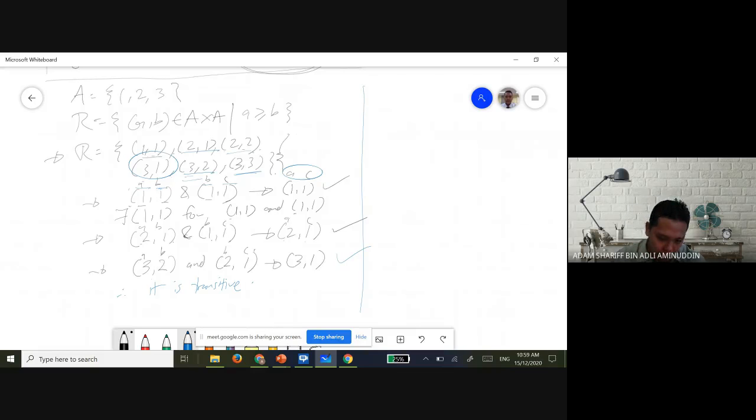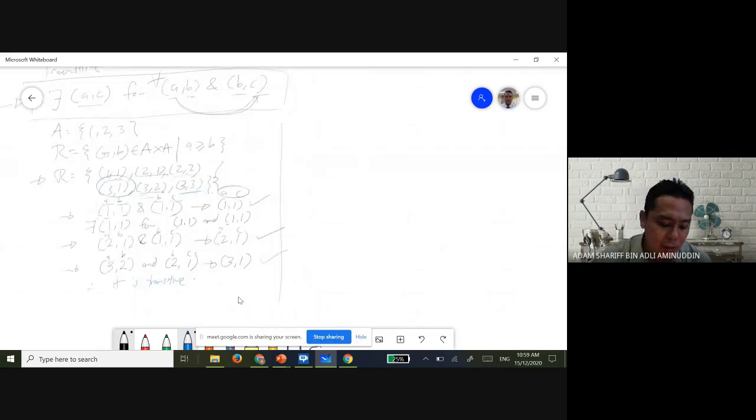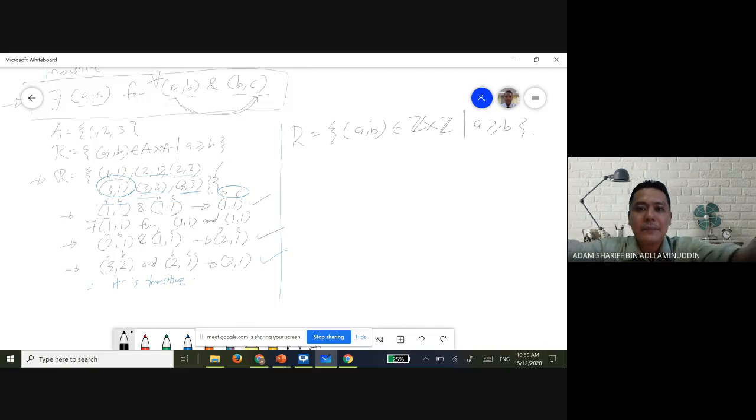Sometimes it's easier for you to think about this infinitely. Kenapa saya cakap infinite kadang-kadang lagi senang? Ini contoh saya. R sama dengan ordered pairs which is a product of integer times integer, A larger than B. Okay, ni minta beri perhatian. Saya rasa saya cakap ni dalam video saya, tapi mungkin saya tak ingat. So sekarang ni cuba fokus untuk case infinite sekejap. Kadang-kadang dia lagi senang. Okay, the question, is it transitive or not? And justify the reason.